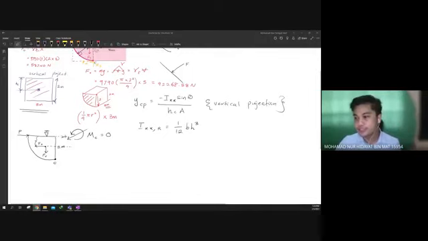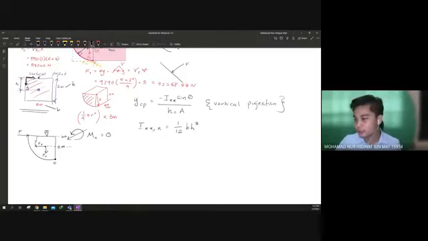So the H is always, okay, this is your coordinate point, like this. So this is X and this is Y. So your H is always parallel to the Y axis here. So in this case, this is your H and this is your B.